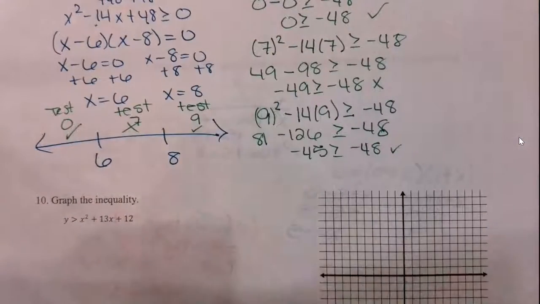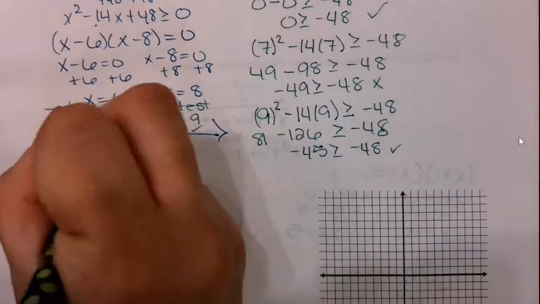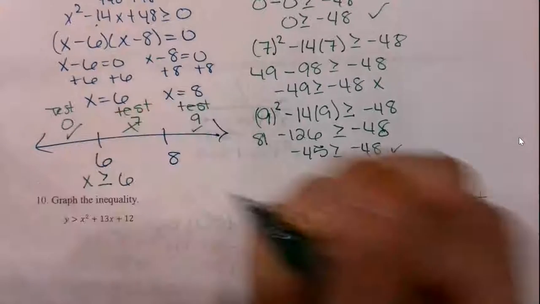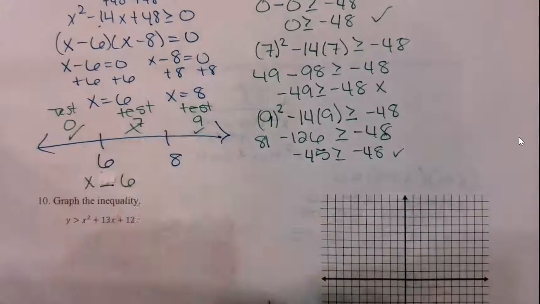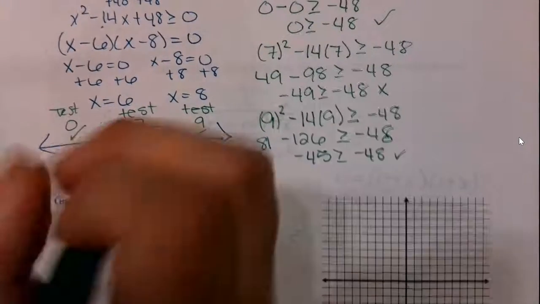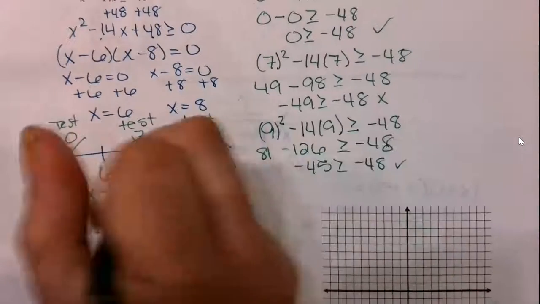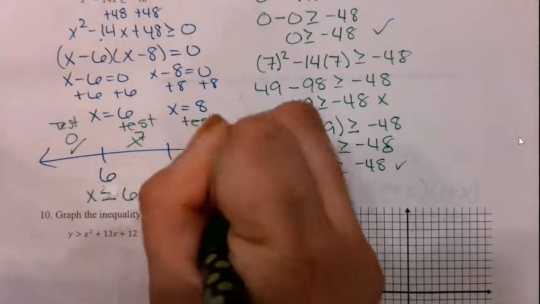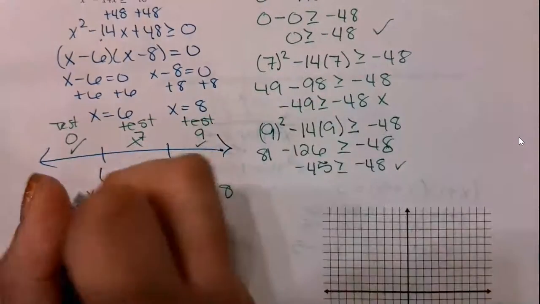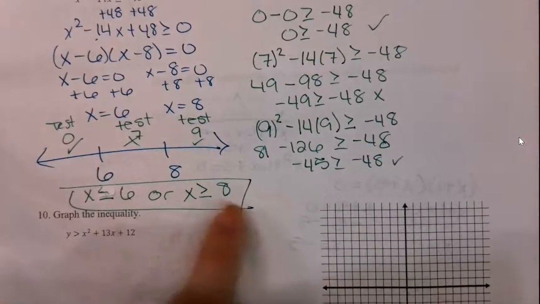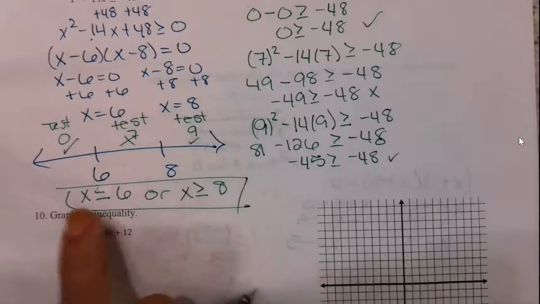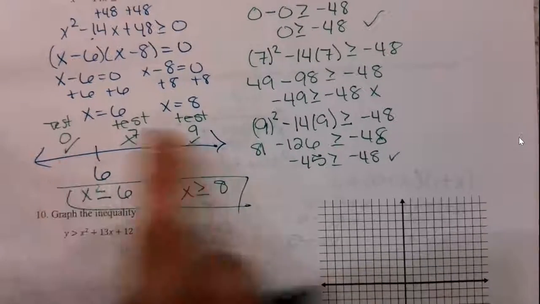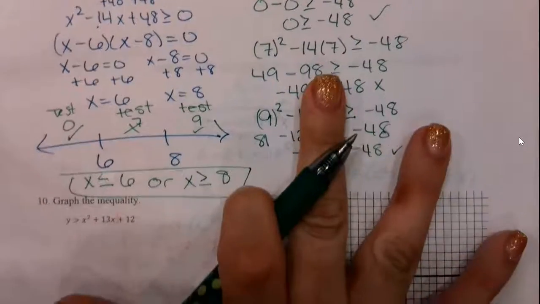So this is true. The way I write my answer is x is less than or equal to 6, because it's on the left side. The reason it has the equal to piece is because it had the equal to piece up here. Or x is greater than or equal to 8. These numbers came from my blue numbers that I got when I solved. And then deciding which way it went is when I plugged it in and tested to see.